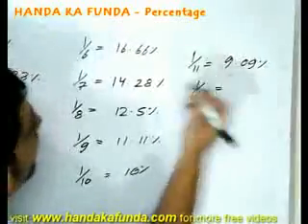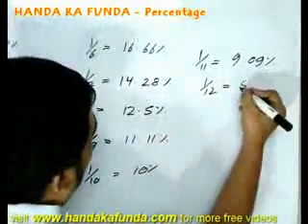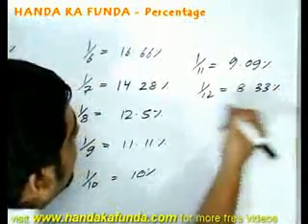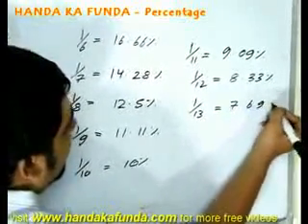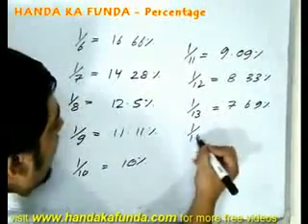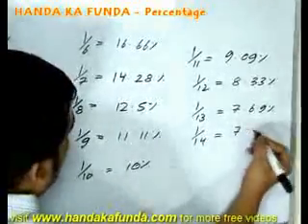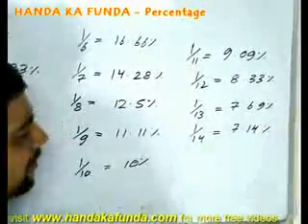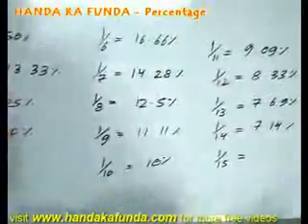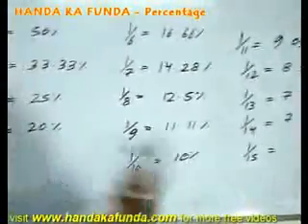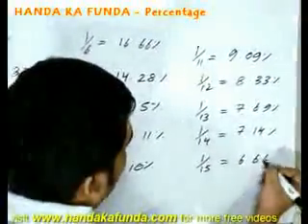1 by 12. 1 by 6 is 16.66. 1 by 12 will be half of that, or 8.33%. 1 by 13 is once again a value that you need to memorize, 7.69%. 1 by 14, I have 1 by 7, 14.28, so this will be half of that, or 7.14%. And I think if you get till 1 by 15, you are more or less through. 1 by 5 is 20%, 1 by 15 is one third of that, or 6.66%.